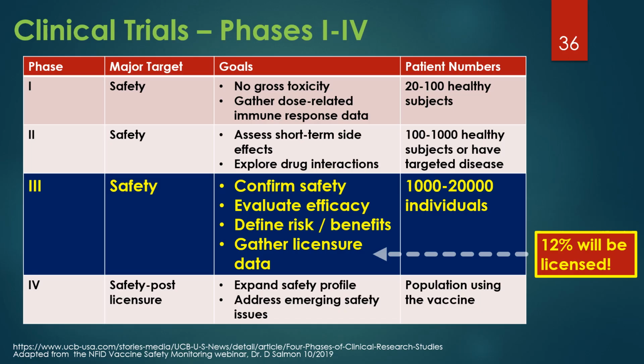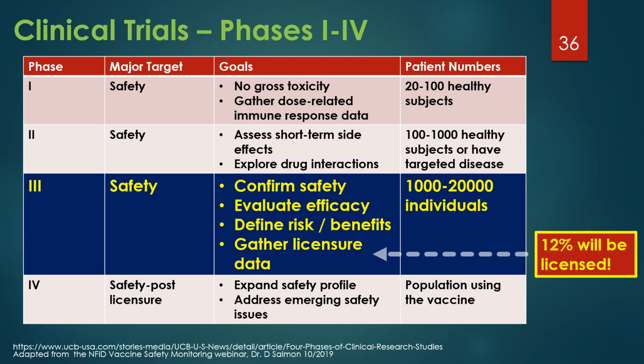Phase 3 trials look at a larger group of individuals, often 1,000 to 20,000 individuals that better represent the health of the population. Phase 3 trials aim at confirming safety of the agent, evaluate efficacy in this larger population group, compare the new agent to other compounds, for example, versus a placebo or other therapies, define risk benefits, and gather information for a licensure application and package insert.